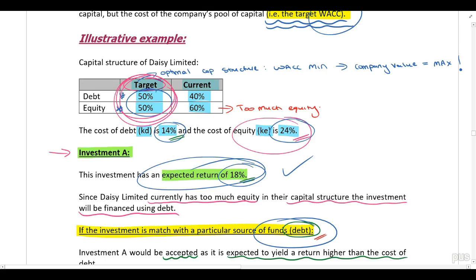So when we perform the investment decision, we do not take the method of financing into account. Instead, we use the target WACC as our discount rate. If the investment has a positive NPV, we then decide how we are going to finance the investment, and we try and move closer towards our target capital structure.